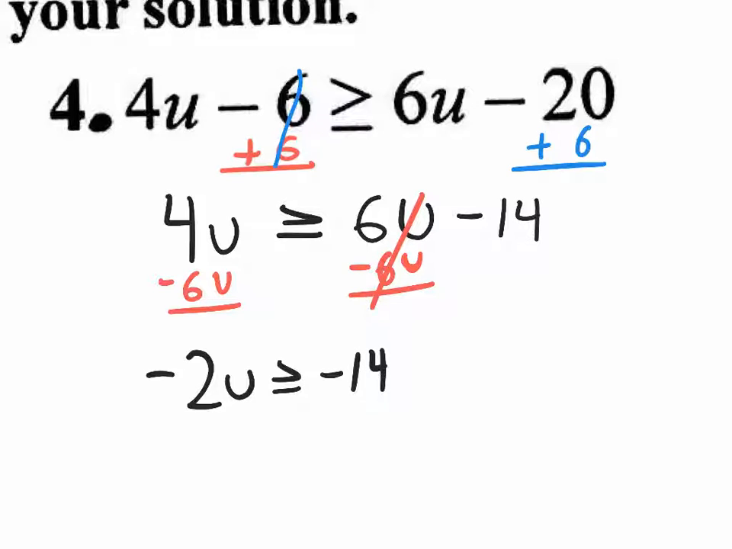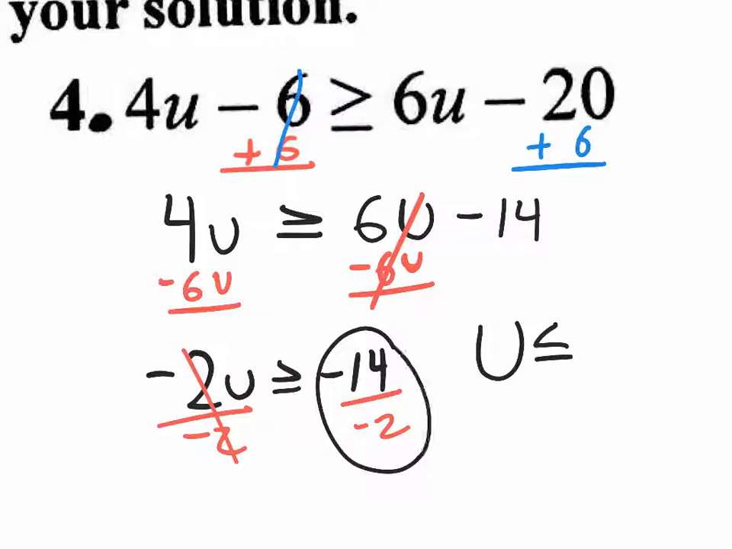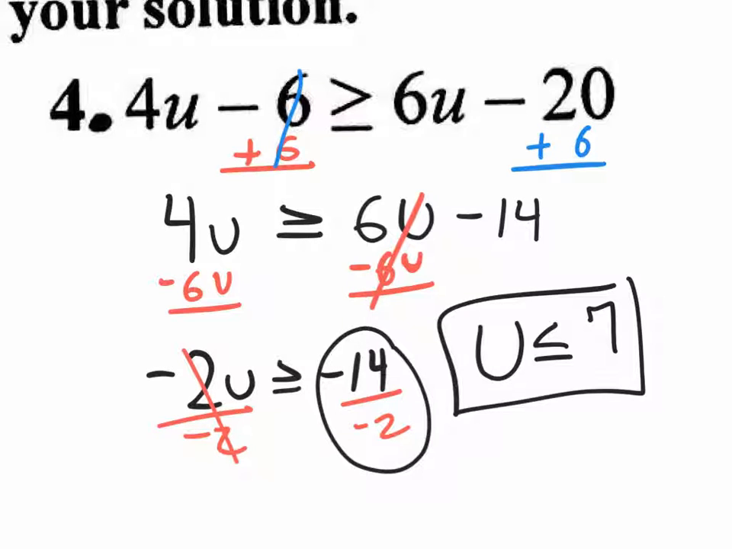So for my final step, I need to do what, Aranza? Divide by negative 2. And what we do to one side, we do to the other side. Now, we divided by a negative. What do I need to do, Kayla, if I divided by a negative? Flip the inequality. Thank you. Change the inequality. So my final answer is u is less than or equal to positive 7.